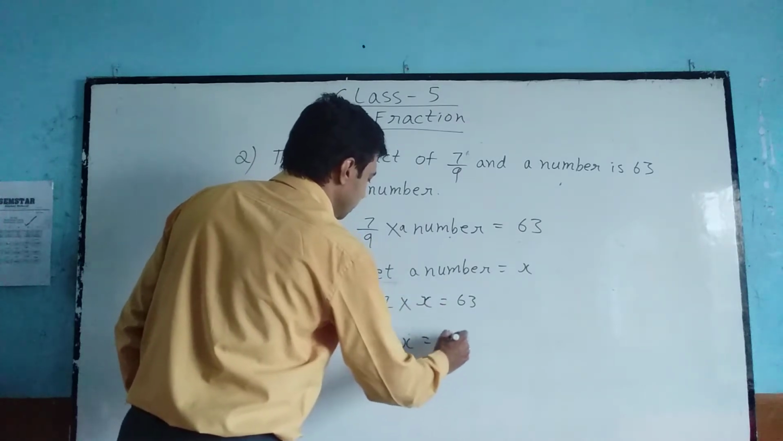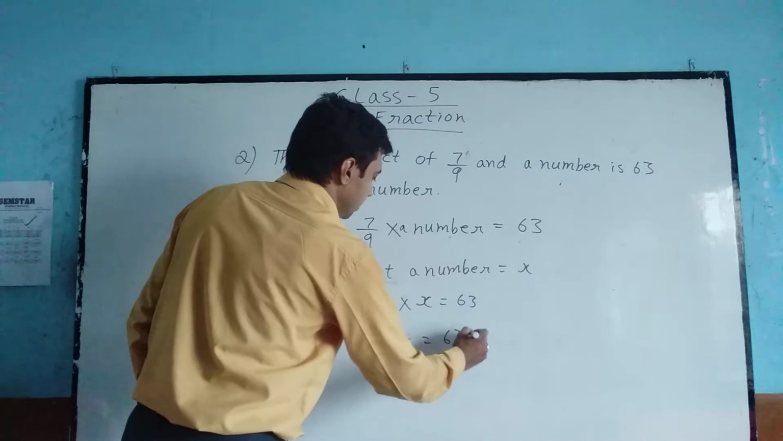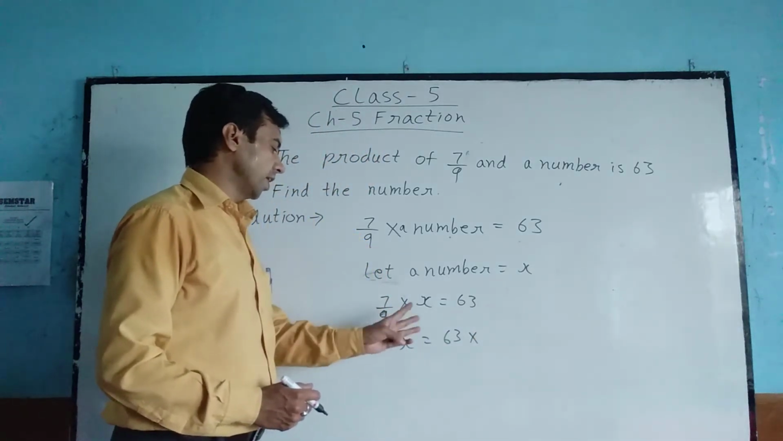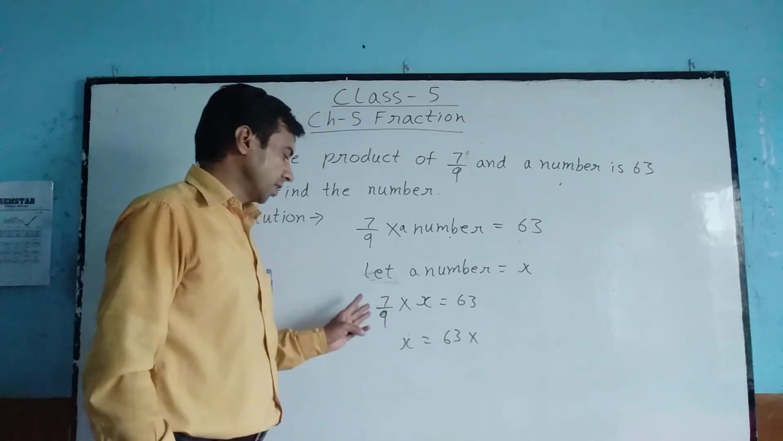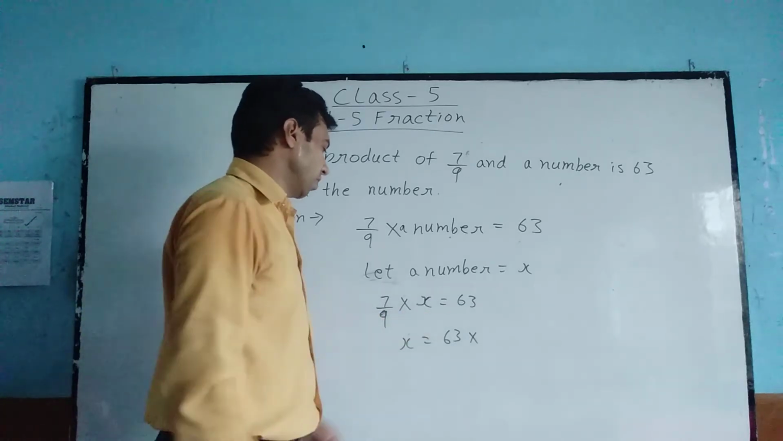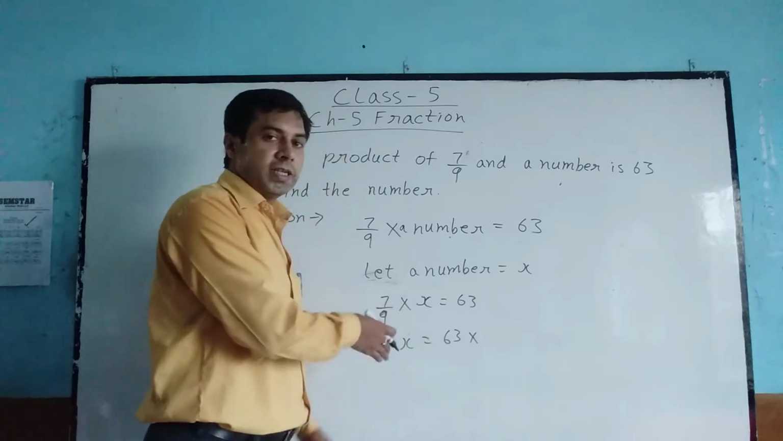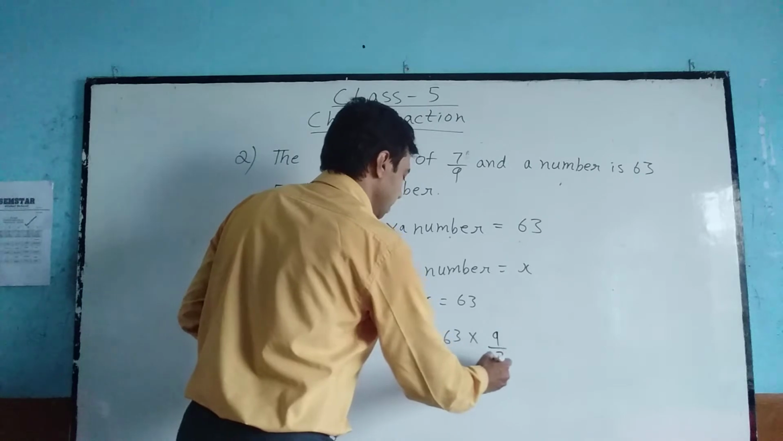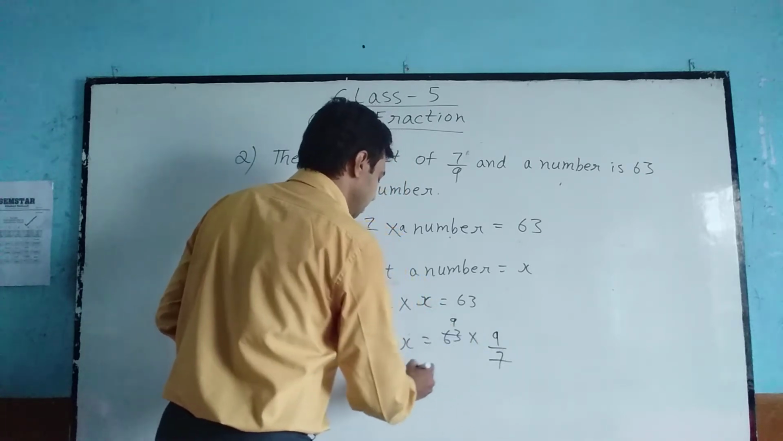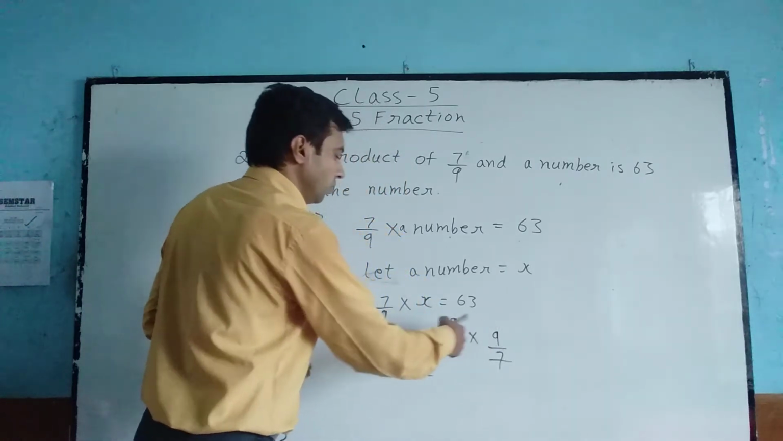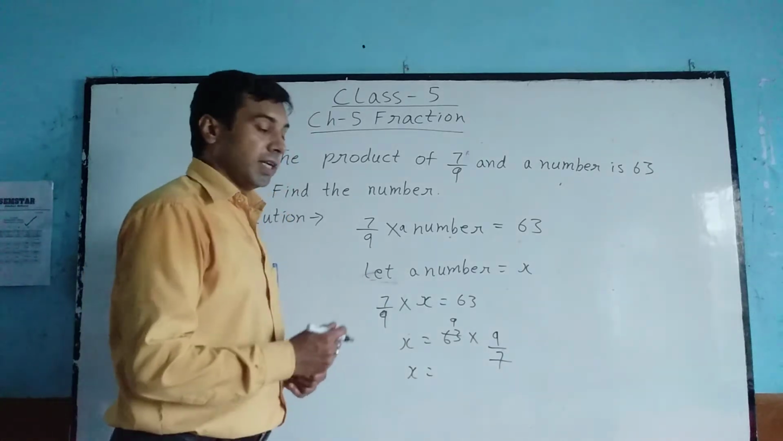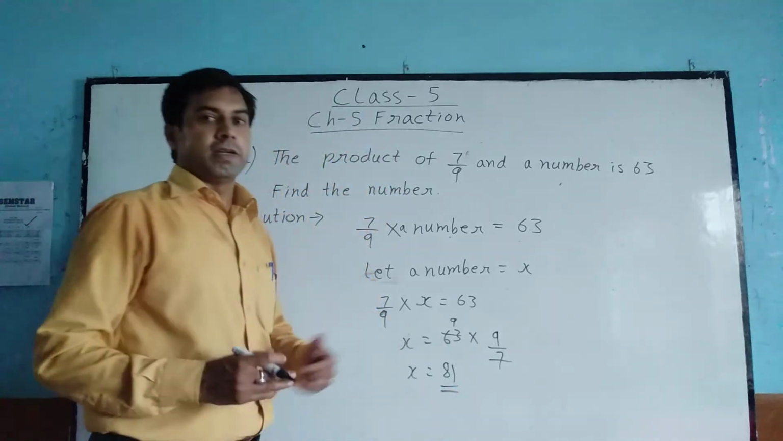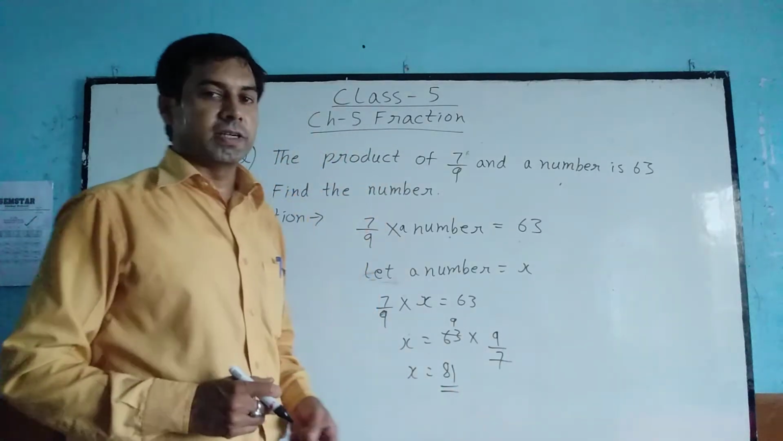x is equal to 63 into, we are changing the position of the fraction from left hand side to right hand side. So what we do? We write the multiplicative inverse of this fraction, 9 by 7. 7 9s are 63. x is equal to 9 multiply 9. 9 9s are 81. Student, 81. So this is our answer.